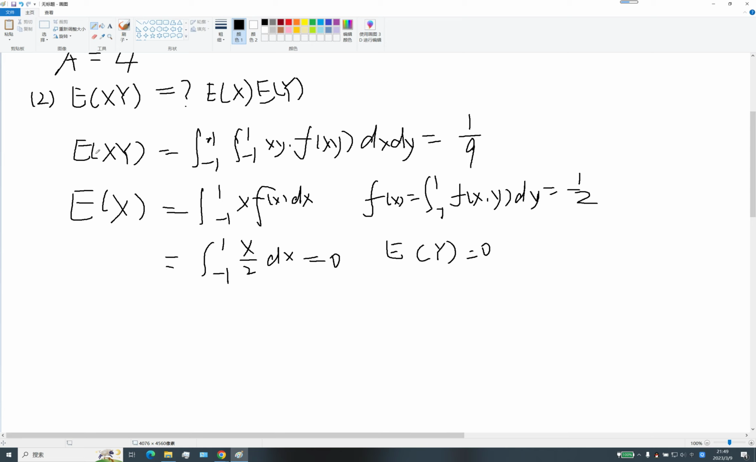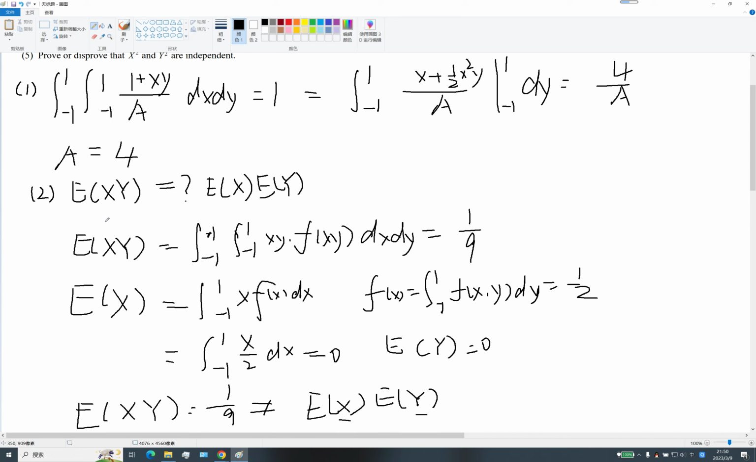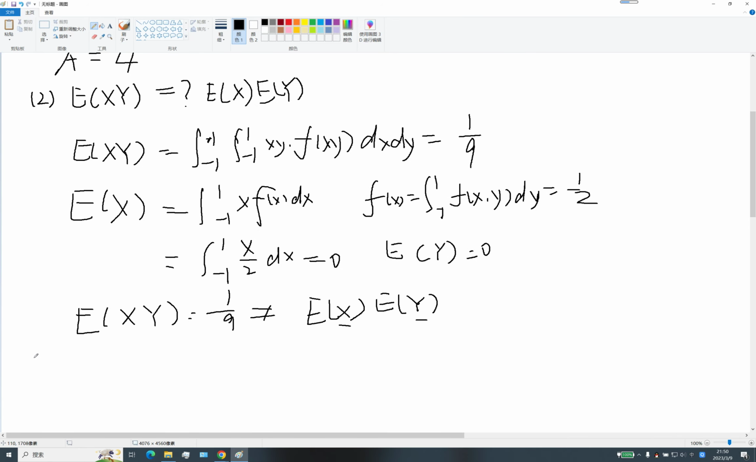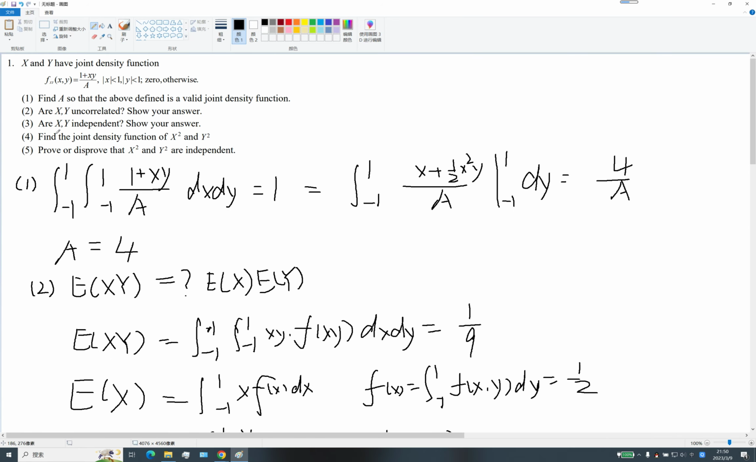And we know that E[XY] equals 1/9 and is not equal to E[X] multiplied by E[Y], so X and Y are not uncorrelated. And for question 3, are X and Y independent? Because they are not uncorrelated, they are not independent.